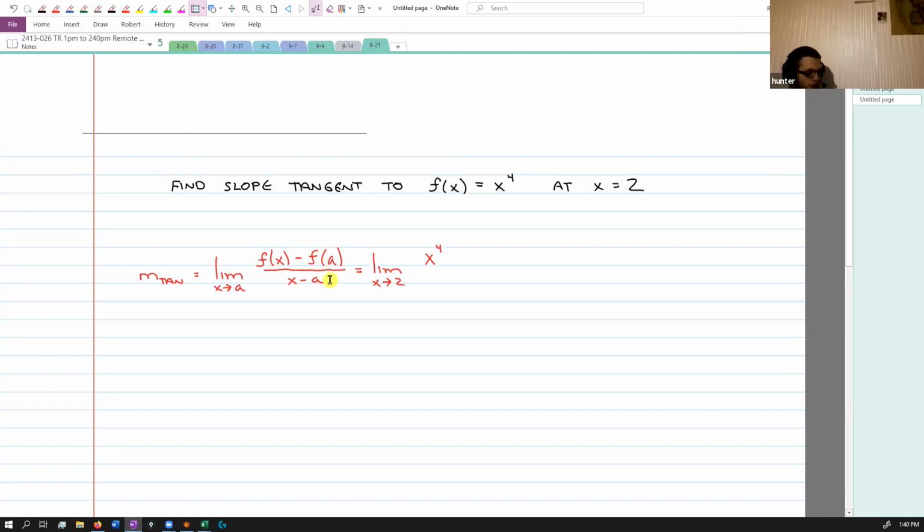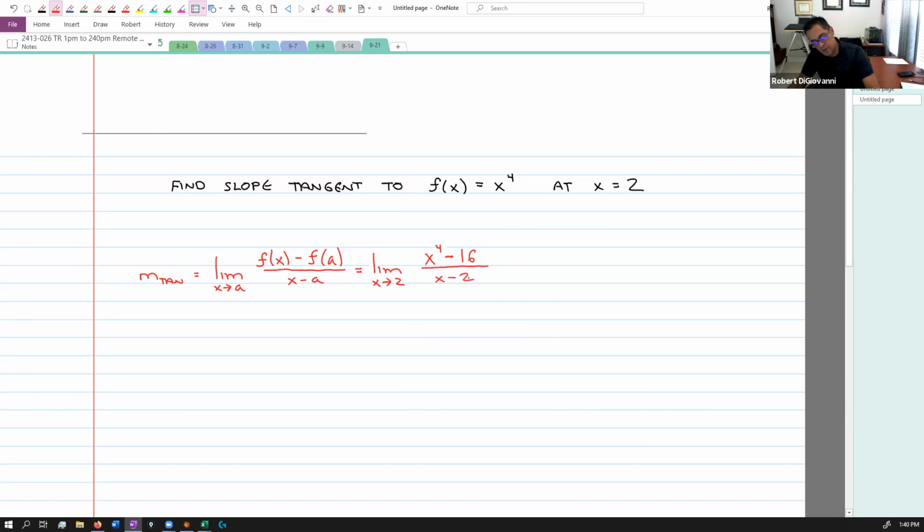2 to the 4th, which is 16. 16, then over x minus 2. Okay, is that all right? I just jumped right to this. I did f of x, which was x to the 4th. I did f of 2. Remember, this is 2, because that's what a is here. That's 2.